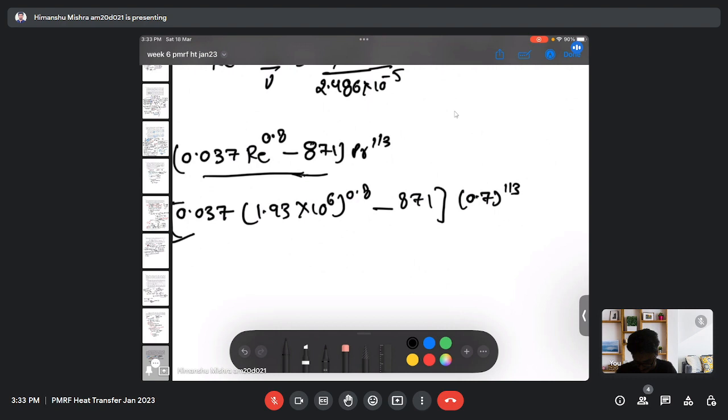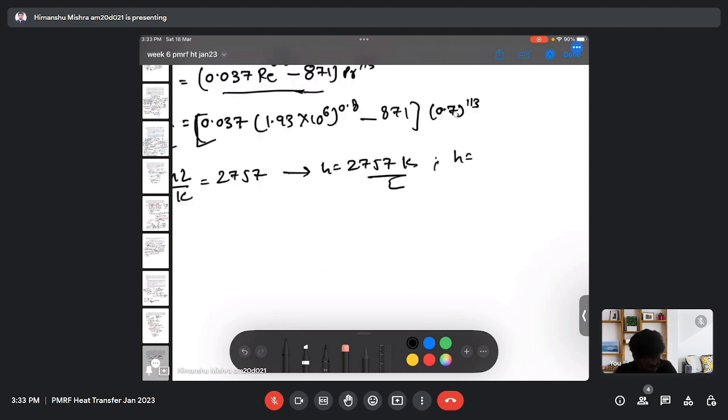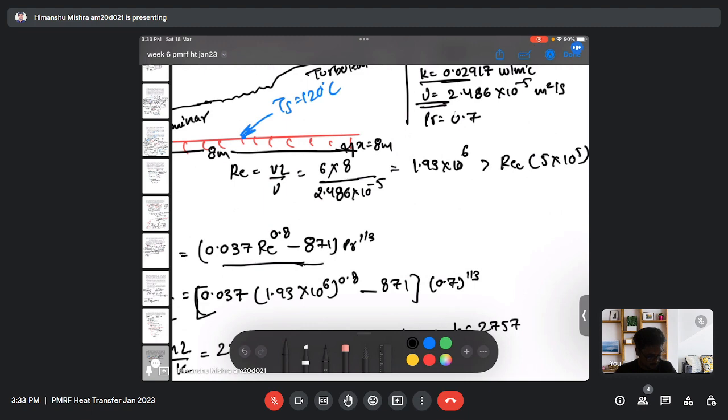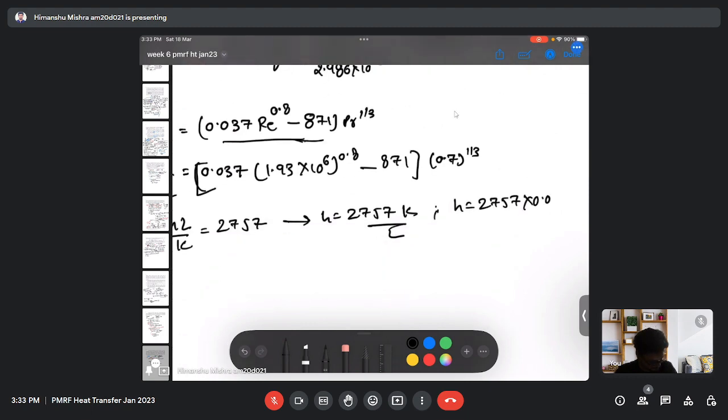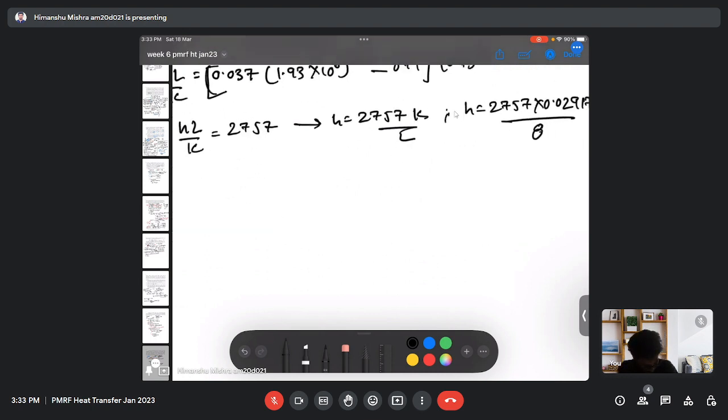So on calculating this, we will get, my thermal conductivity is 0.02 and my length is 8 meters. So my heat transfer coefficient will be 10.05 watt per meter square Celsius.